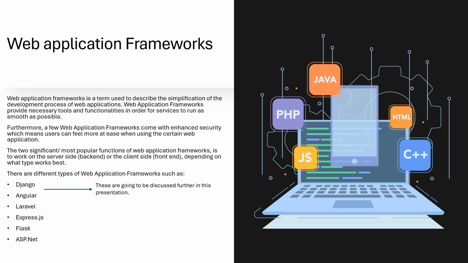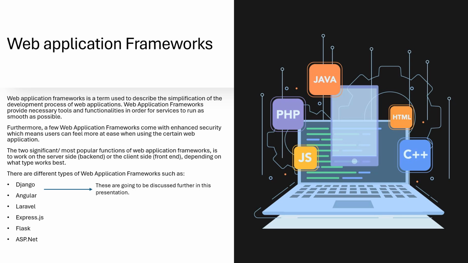To enable that, at the end the client or customer is happy, or even the user is happy, to make sure that the process is smooth and everything is included and everything to the best quality it can be. Furthermore, a few web application frameworks come with enhanced security, which means users can feel more at ease when using a certain web application. So this could be a web application for a banking site, or a web application that includes personal information, like for users to upload. So it's got that enhanced security to keep that more protected.